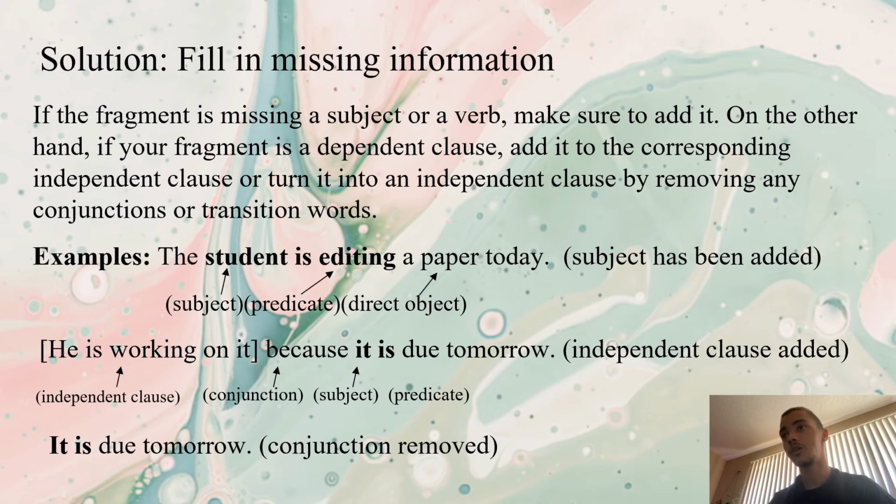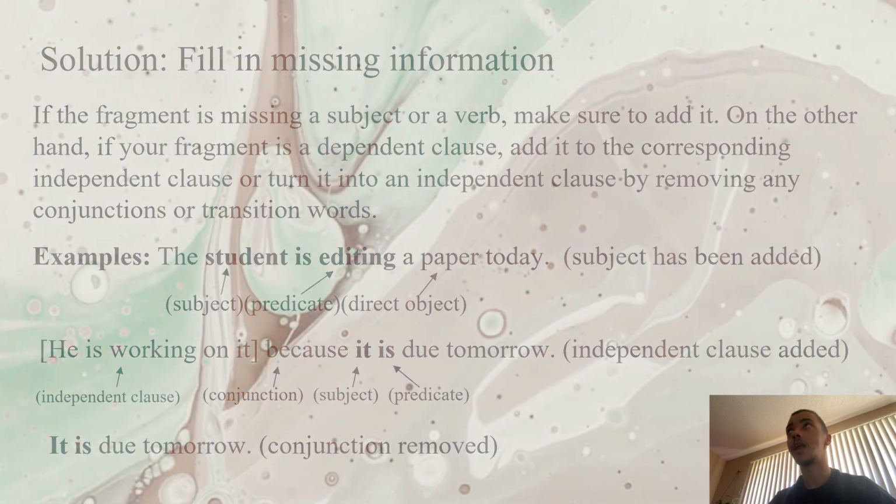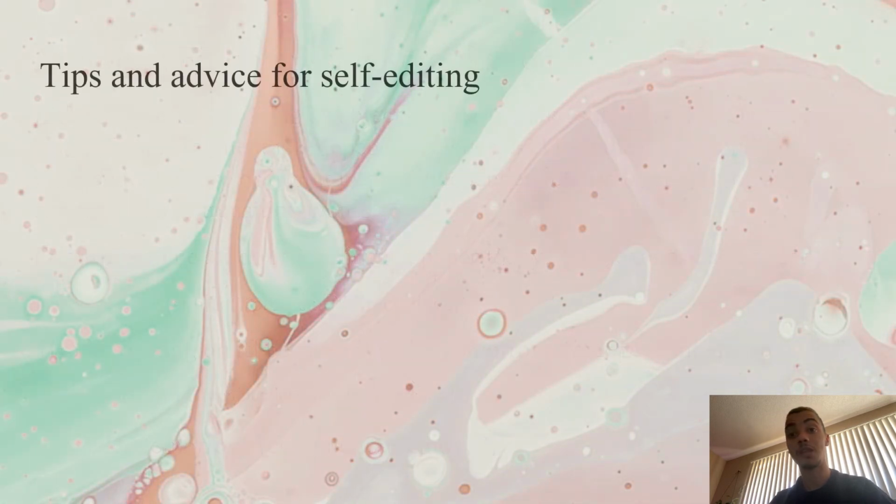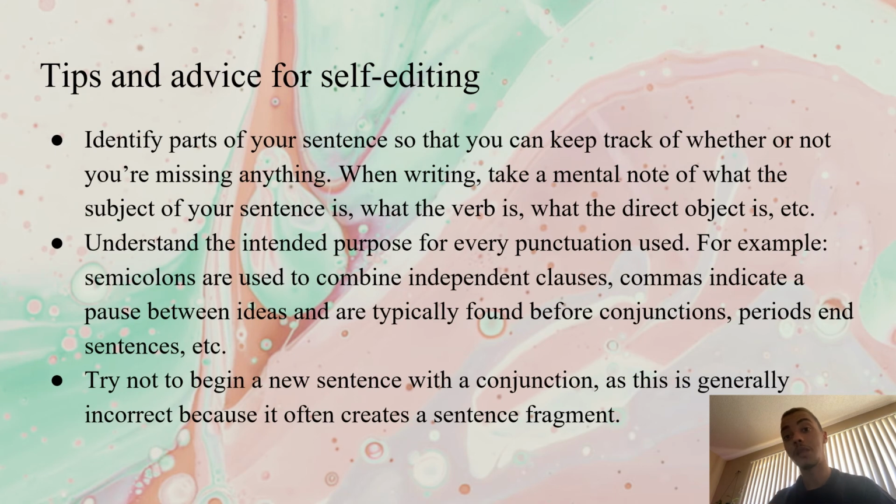So going forward, here's just some general tips on how to avoid these mistakes in the future. You're going to want to identify parts of your sentence while you're writing so that you can better keep track of whether or not you're missing components of your sentence. So this means if you're writing out a confusing sentence, just make sure you can underline the subject and the predicate. If you need to, beyond that, you can point out what the direct object is, and any conjunctions you're using, and this will help you map out whether or not your sentence is correct.